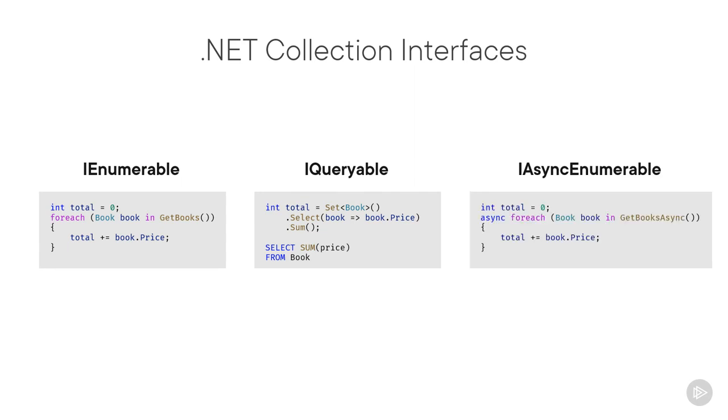IAsyncEnumerable has more in common with IEnumerable than with IQueryable. Like IEnumerable, it has its own C# syntax in the form of await foreach. And it doesn't support the deferred execution model the way that IQueryable does. In fact, LINQ doesn't even provide extension methods for IAsyncEnumerable the way that it does for IEnumerable. And so now we have two gaps.